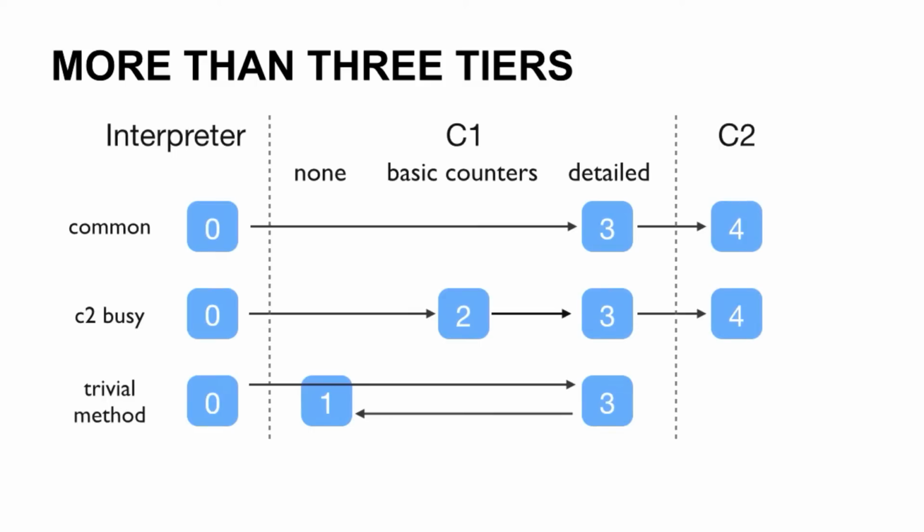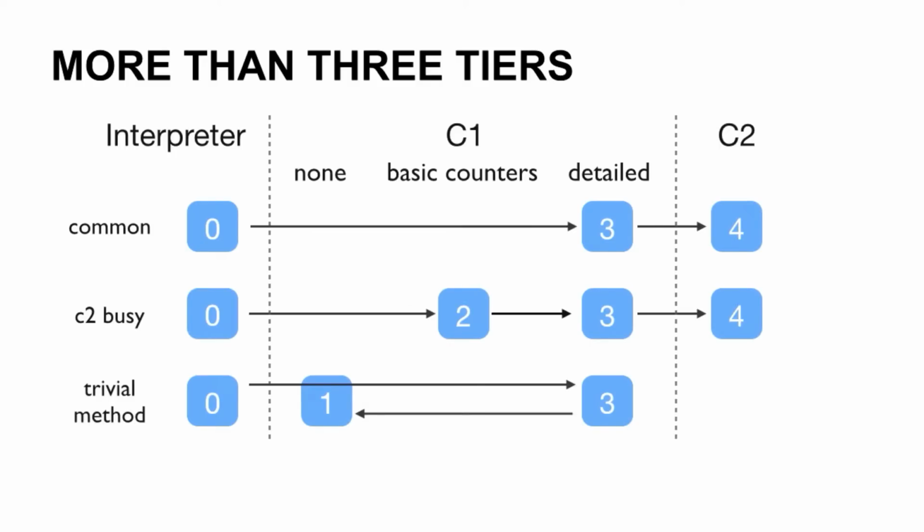Now the common workflow, it's what I just showed you. We start off in Tier 0, the interpreter. We go to Tier 3, which is C1, and then from there to Tier 4, which is C2. So what's the difference in these C1 tiers? Well, Tier 1 is actually C1 with no extra instrumentation, as it's called. So no extra execution overhead to figure out what the program is doing. Tier 2 is C1 with basic counters. So those are the invocation and the backedge counters that we saw in the previous segment. We need those if we want to have a way to promote to another tier. And then Tier 3 is actually C1 with basic counters plus detailed profiling.